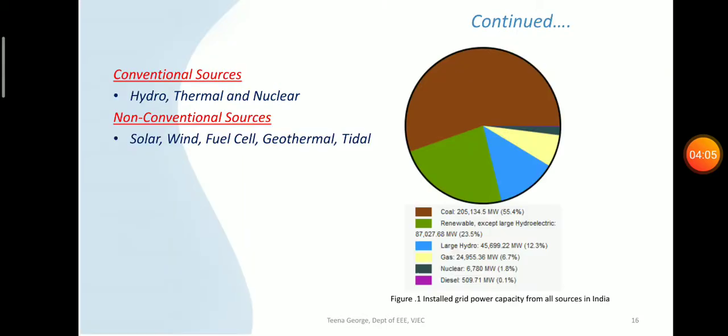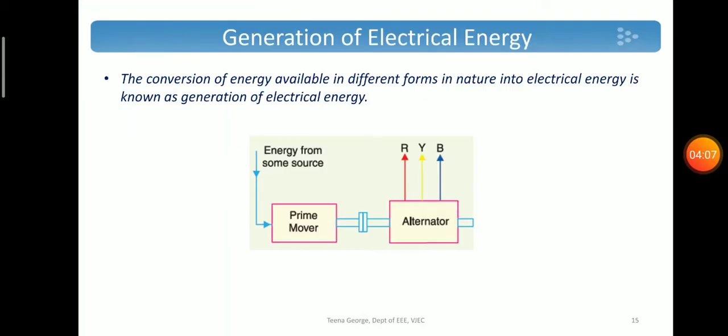And the first portion in power system is the generation. The generation of electricity is converting any energy available in different forms into electrical energy. Usually, the generator is an alternator and it is coupled to a prime mover which will provide mechanical energy for the alternator.